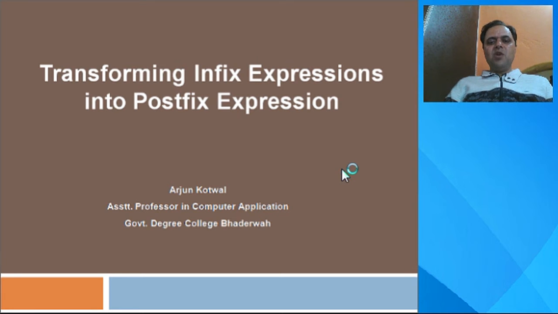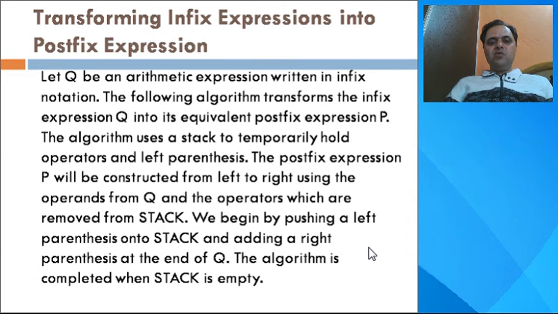So in this lecture, we will discuss how we can transform the infix expression into a postfix expression. Let Q be an arithmetic expression written in infix notation. The following algorithm transforms the infix expression Q into its equivalent postfix expression P. So this algorithm will convert the infix expression Q into its equivalent postfix expression P.